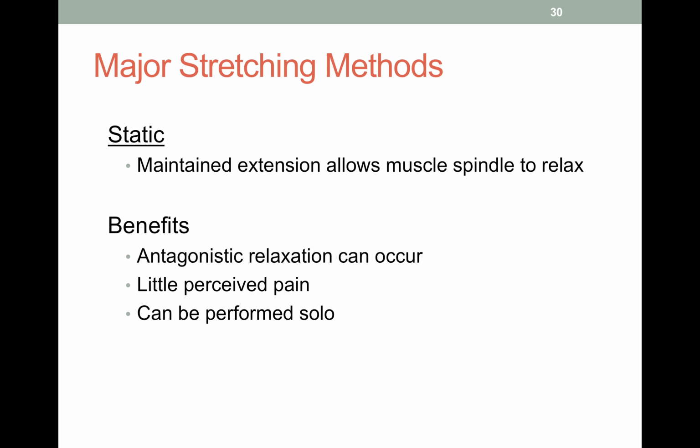Okay, so we talked about different stretching methods being static and dynamic. In this case, with static, this maintained extension, so you're holding one particular range of motion, allows the muscle spindle to relax. Normally the muscle spindle is contracted because it feels this rate of stretch. It's protecting, so it contracts, and then it will actually relax a little bit over time. So the muscle spindle will relax because it's overridden by the Golgi tendon organ.